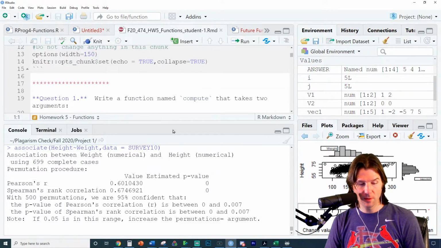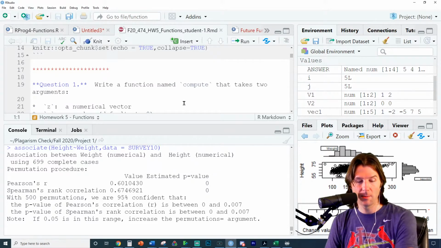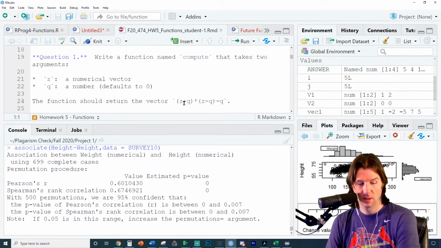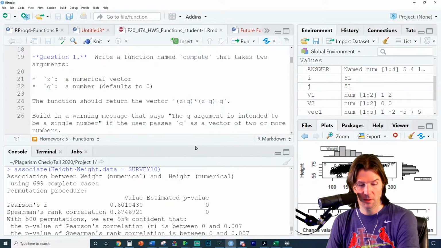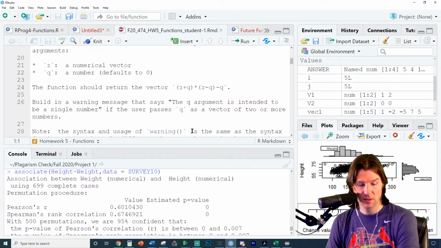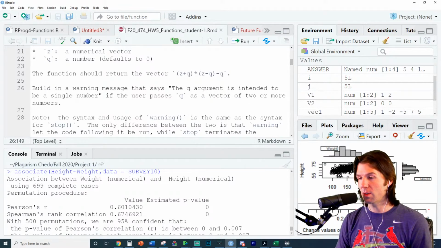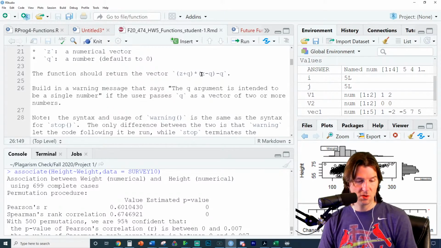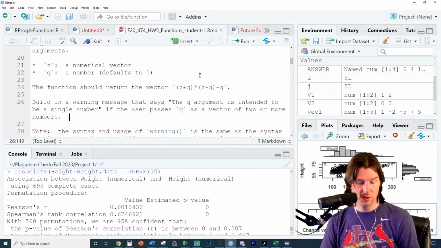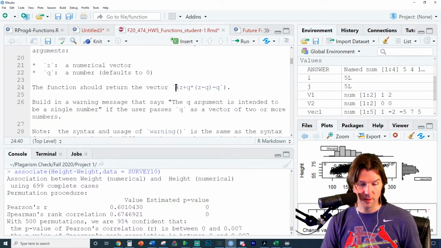So we want to look at question 1. Write a function named compute that takes 2 arguments. The function should return the vector described. Build a warning message that says the Q argument is intended to be a single number if the user passes Q as a vector of 2 or more. So let's do this in parts on this first one. So we want to return this.